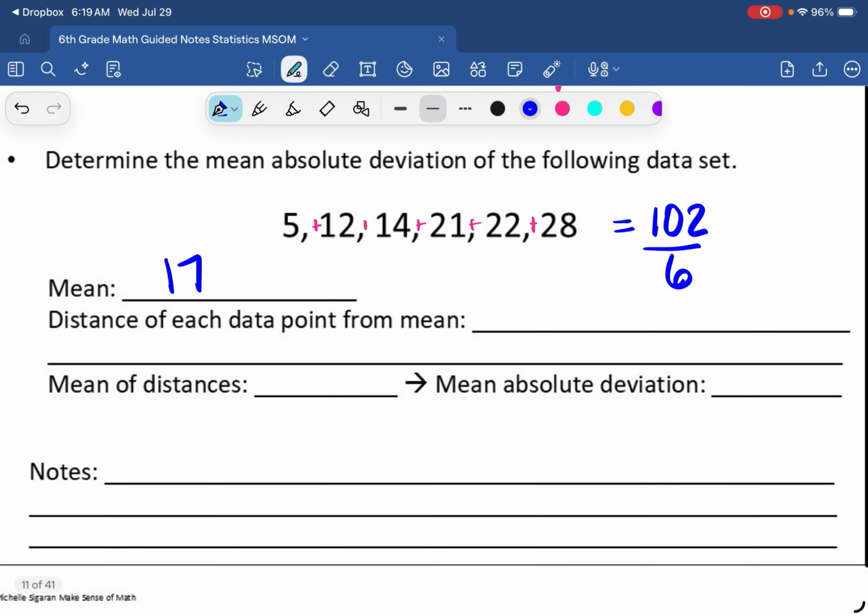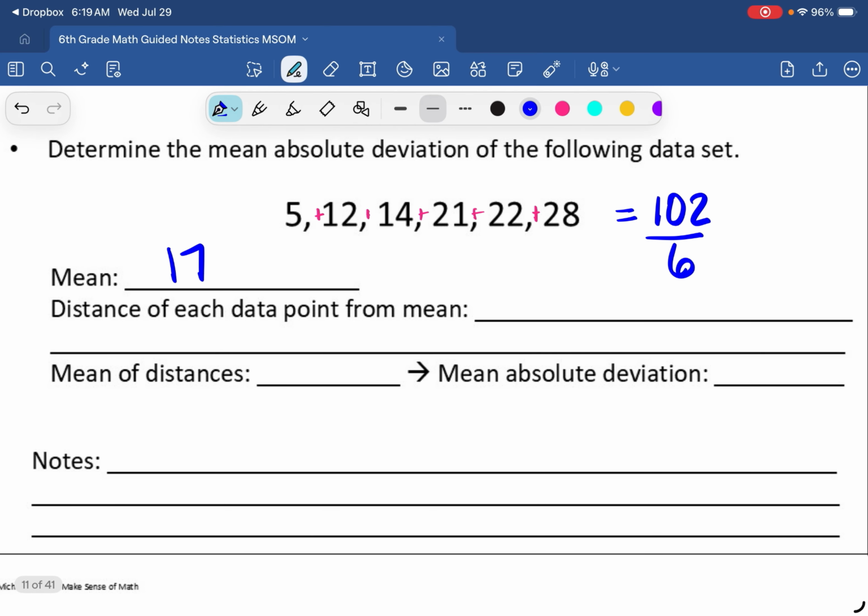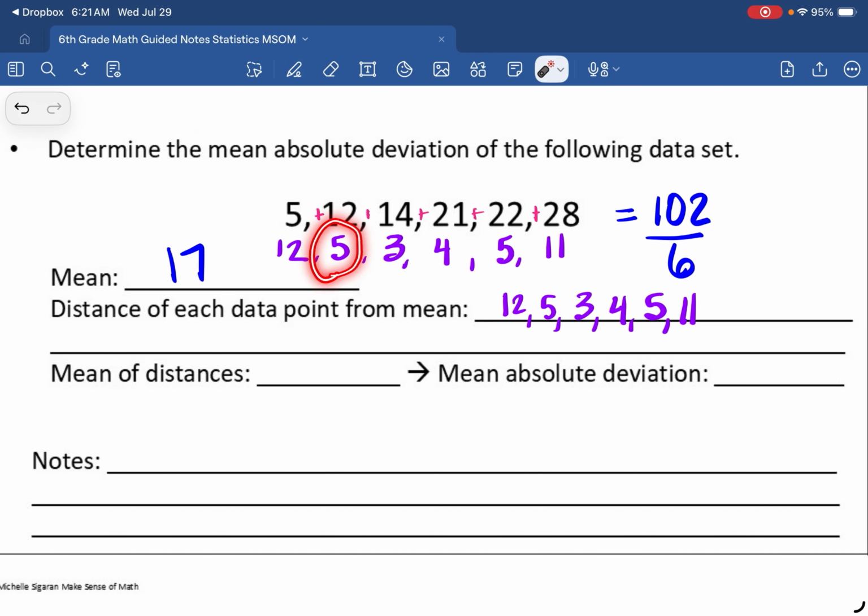I need to determine the distance of each data point from the mean. So 5 and 17, that is a distance of 12. If I don't know that, I can go 17 minus 5. 12 and 17 is 5. 14 is 3 away from 17. 21 is 4 away from 17. 22 is 5 away from 17. And 28 is 11 away from 17. Notice that I have two 5s here, 12 and 22. They are both 5 away from 17 in opposite directions, but I'm still going to keep them positive.